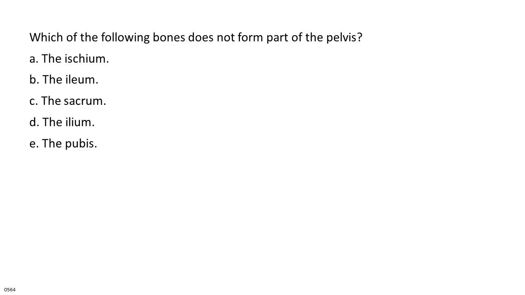Which of the following bones does not form part of the pelvis? A. The ischium. B. The ilium. C. The sacrum. D. The ilium. E. The pubis.